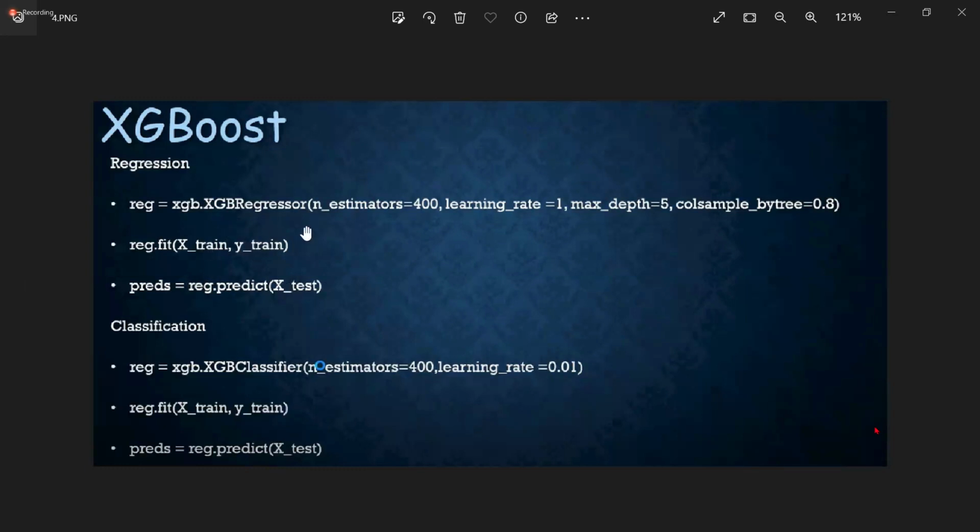Understand, guys? So how do you use the parameter n_estimators? What is meant by n_estimators? It is the number of trees in the forest. Learning rate: what would be the learning rate? Learning rate is used to reduce the loss, and it is like momentum. The step count is very minimal. Steps equal to 5. Column sample by tree is 0.8. And in classification, learning rate would be 0.01, isn't it?